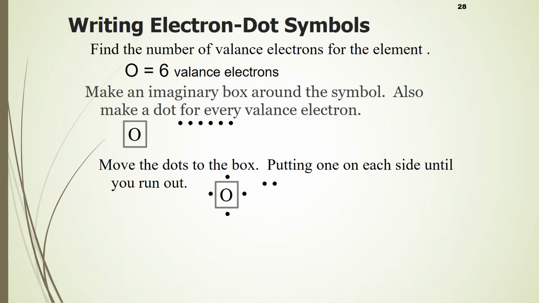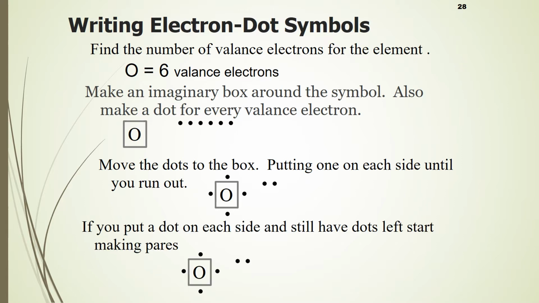Electrons are kind of like people. If you don't have to have a roommate, why have a roommate? And then I continue filling in the dots as they go. Eventually, I remove the box. And that is my Lewis symbol.